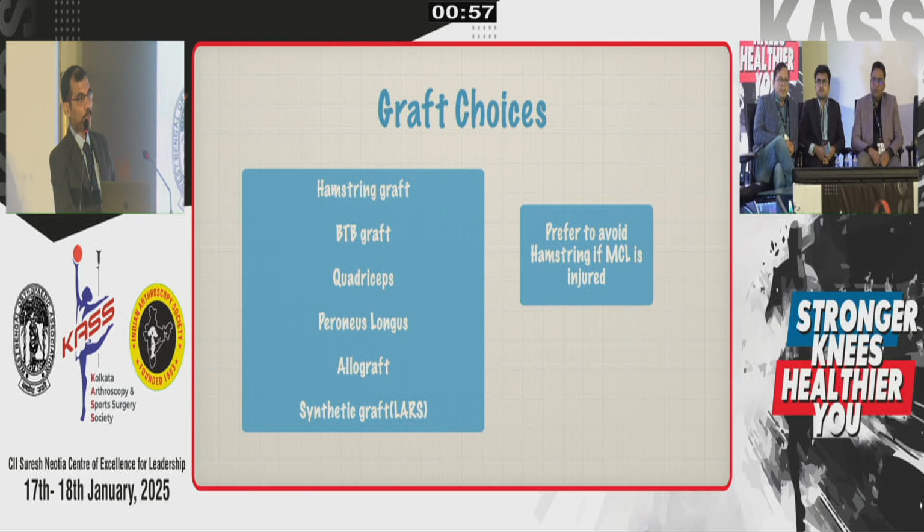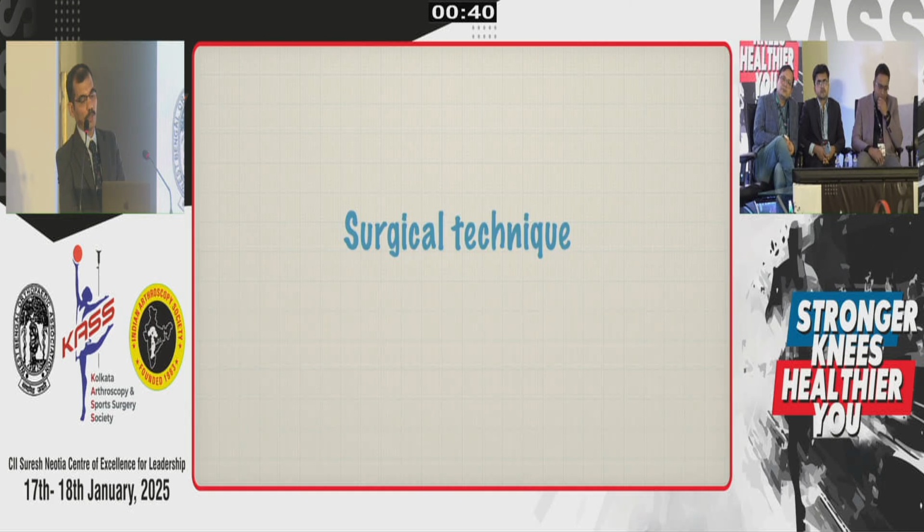But currently, if we have an MCL injury, then I try to avoid using hamstring for that side. We can take hamstring from the opposite side but not use hamstring on the same side, because hamstring has also been shown to have a static stabilization function of the medial side. So do not use hamstring if you have an MCL injury on the same side. Surgical technique wise, there is no big difference from other ligament injuries.